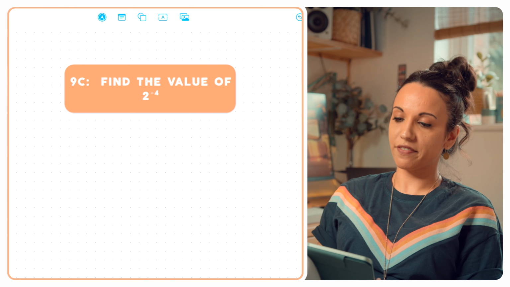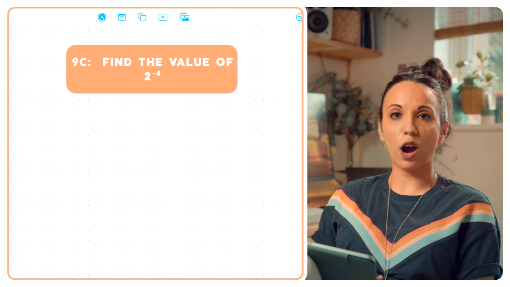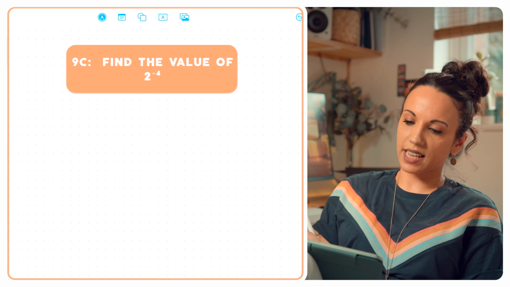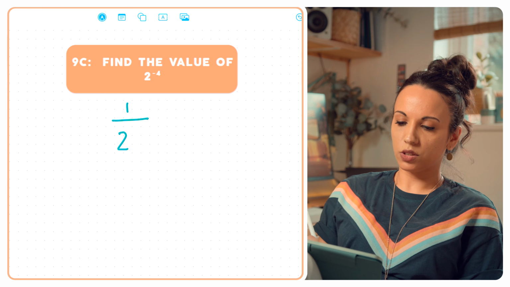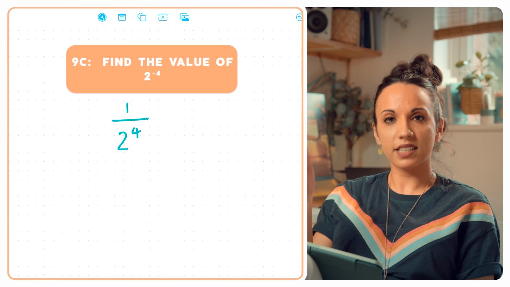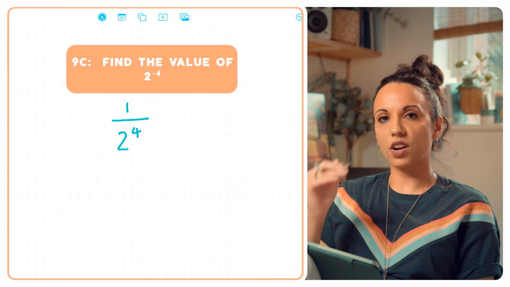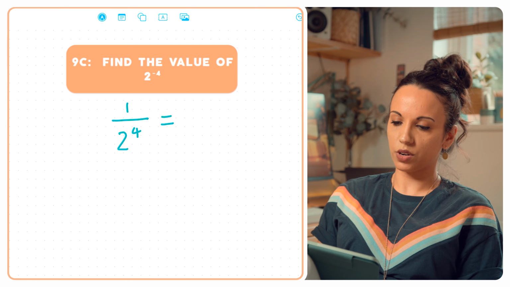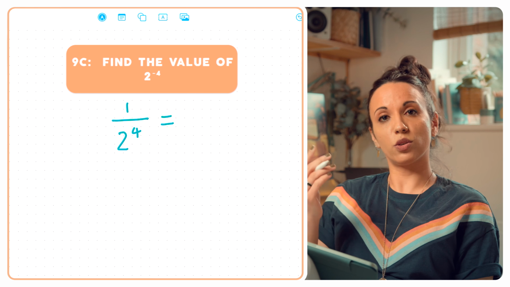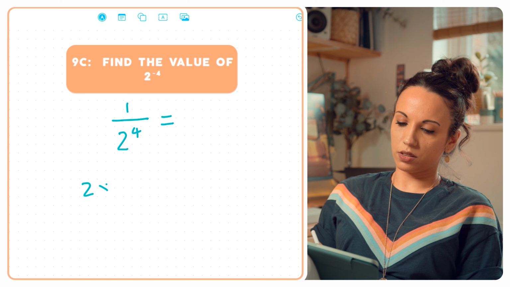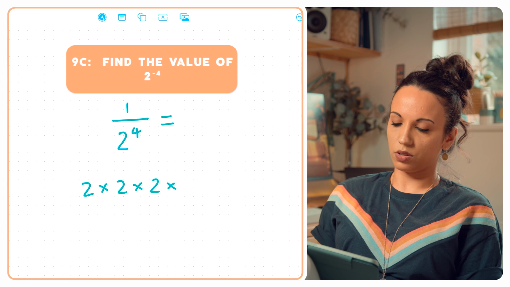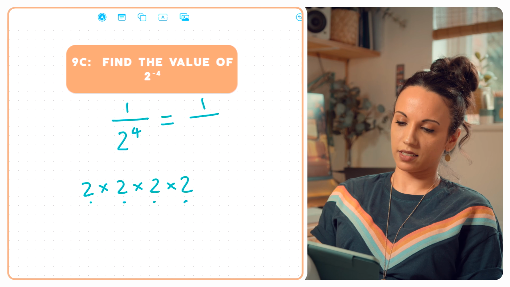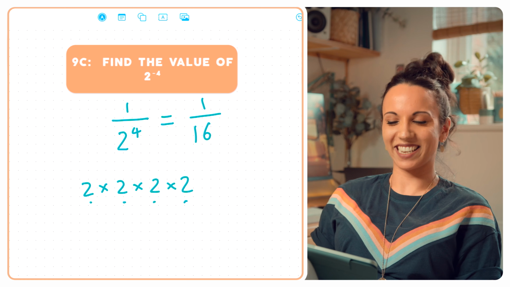Okay, 9c, find the value of 2 to the power of minus 4. Now, 2 to the power of minus 4 is the same as 1 over 2 to the power of 4. So when we have a negative power, it's the same as 1 over that number to its positive power. So 1 over 2 to the 4 is the same as 1 over 2 times 2 times 2 times 2. 2 times 2 is 4, times 2 is 8, times 2 is 16. So the answer is 1 over 16.